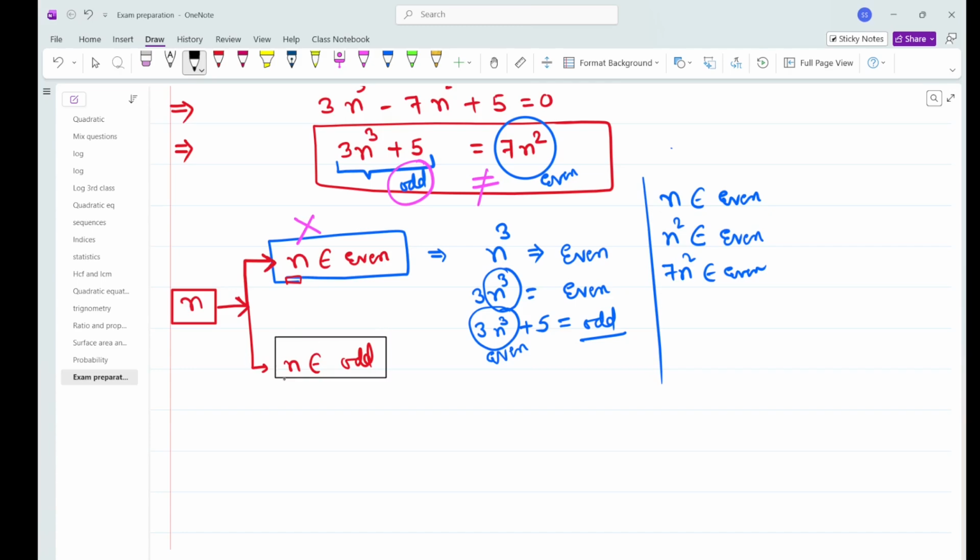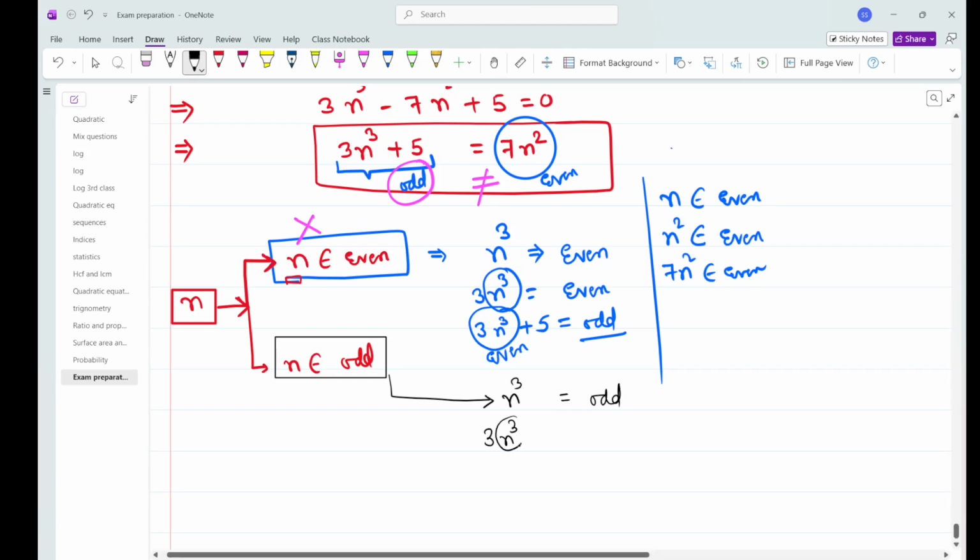So if n belongs to odd, what will n cube be? Now we are working for n odd. You can take some example, for example n equals 3. Odd, so obviously n cube will be odd. What will be 3n cube? Odd into odd. For example, 5 into 3. Odd into odd is odd. Now 3n cube plus 5: odd plus odd. So this will be even now.